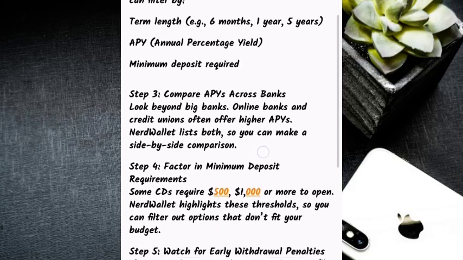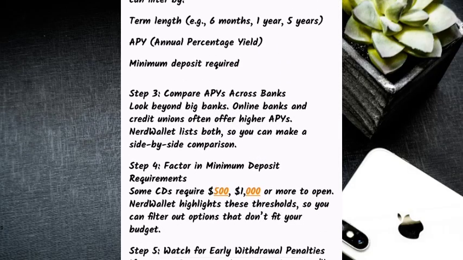Step 3. Compare APYs across banks. So you want to look beyond big banks. Online banks and credit unions often offer higher APYs. Nerdwallet lists both so that you can make a side-by-side comparison.